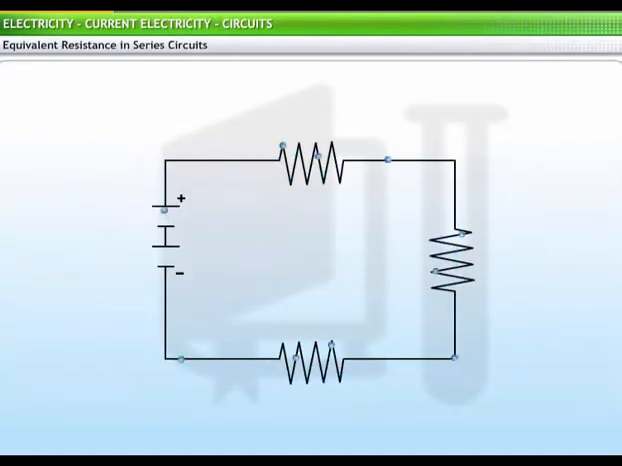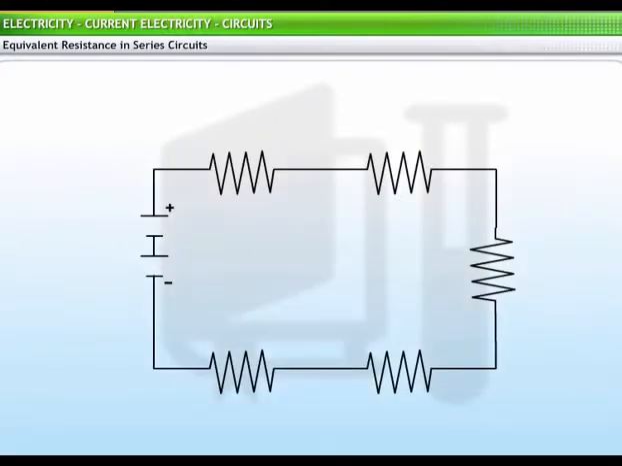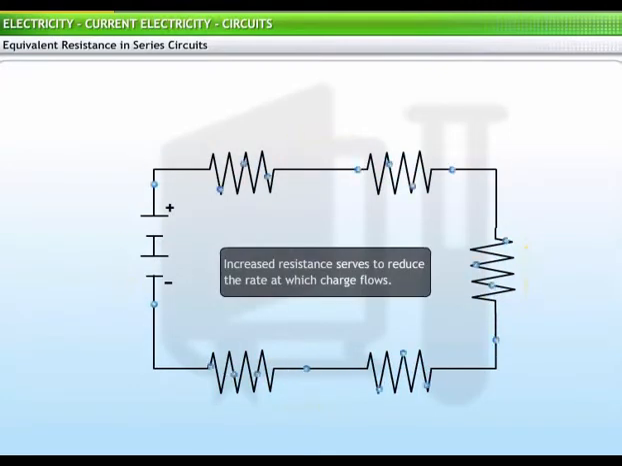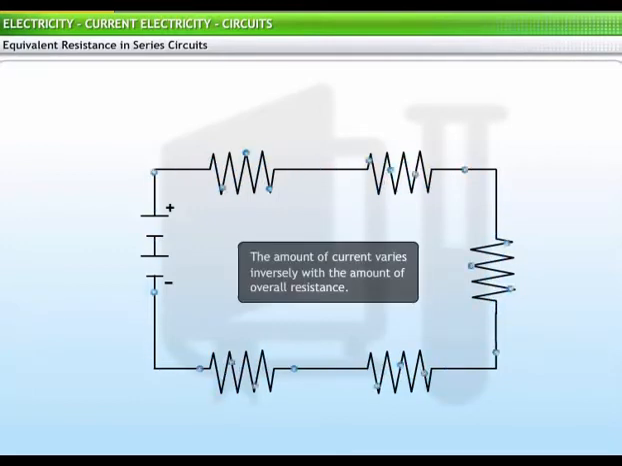Consider the series circuit shown in the figure. Since there is only one pathway through the circuit, every charge encounters the resistance of every device. Therefore, adding more devices results in a larger overall or net resistance. This increased resistance serves to reduce the rate at which charge flows. That is, it serves to reduce the electric current. The rate at which charge flows through the external circuit is the same all through. The amount of current varies inversely with the amount of overall resistance.